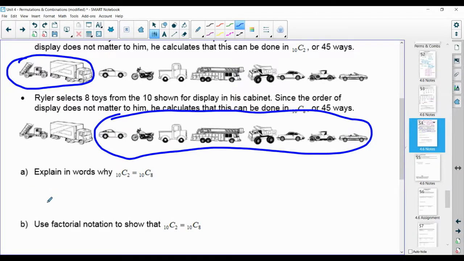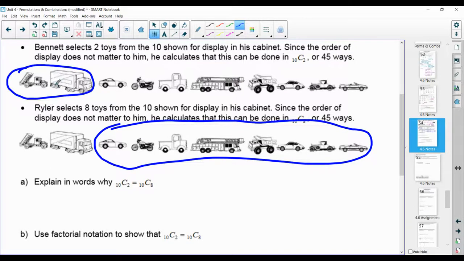And so I won't write out the answer here. I will just go through and explain it. So if you think about it, Bennett was choosing 2 toys out of 10, meaning while he's choosing to take 2 toys, he's also choosing to leave 8 toys. And Ryler is choosing 8 toys, meaning he's choosing to leave 2 toys.